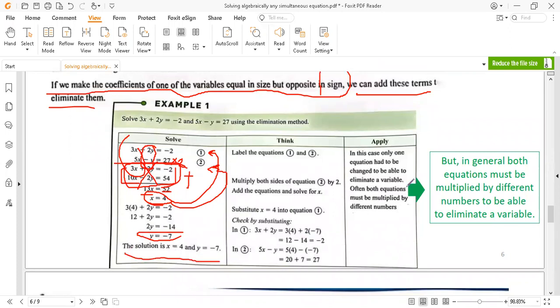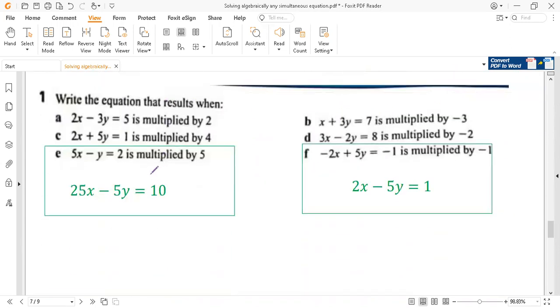In this case, only one equation had to be changed to be able to eliminate one variable. Often both equations must be multiplied by different numbers, and in general both equations must be multiplied by different numbers to be able to eliminate the variable. So we should keep in mind this important and crucial information.